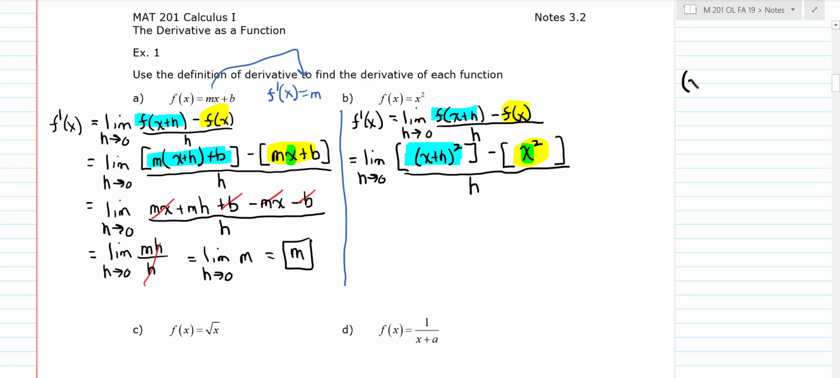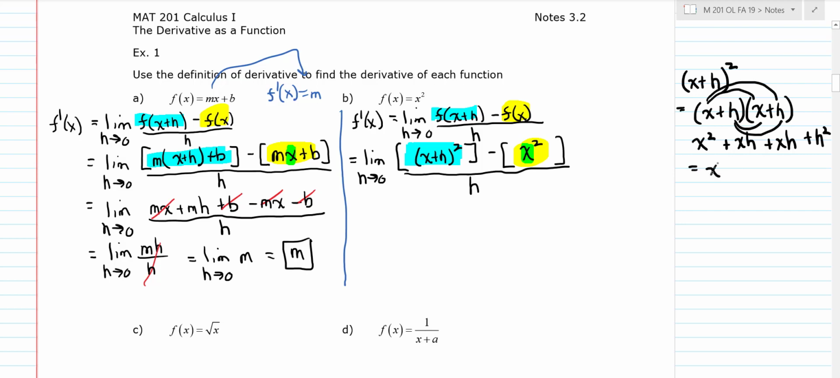A couple of things I want to do at the side here. You can do scratch work at the side of your paper. You need to FOIL this out. There are two ways to do this: a shortcut, and writing it out twice in FOIL. So it goes like this. First term, x times x is x to the second. Outside term is plus xh. Inside term is also xh. And the last term, h times h, is h to the second. So you get x squared plus 2xh plus h squared.